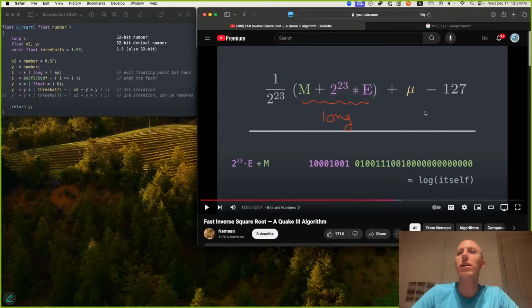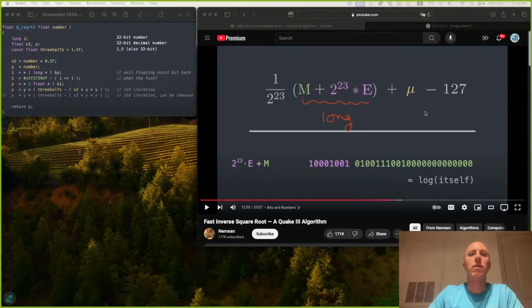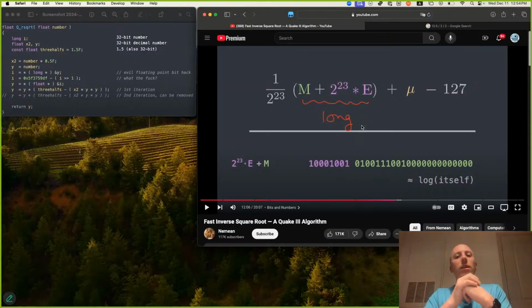I don't know if I like him saying that it's basically its own logarithm. I think it's better to say that its log is encoded in the bit representation. It's not equal to the log, or even approximately the log. You can just use its representation to compute its log.